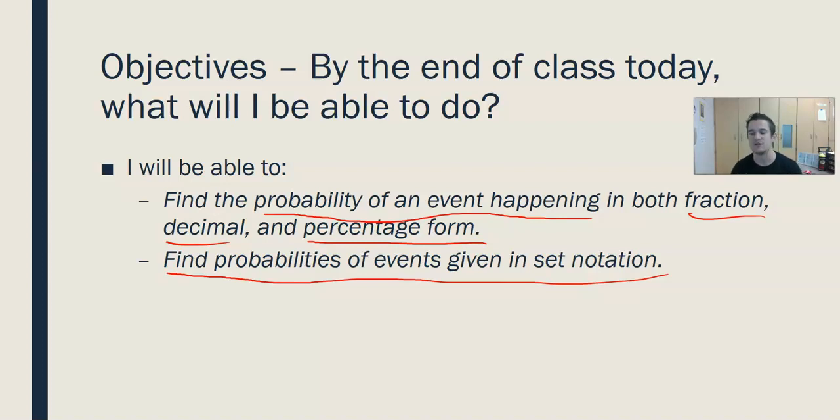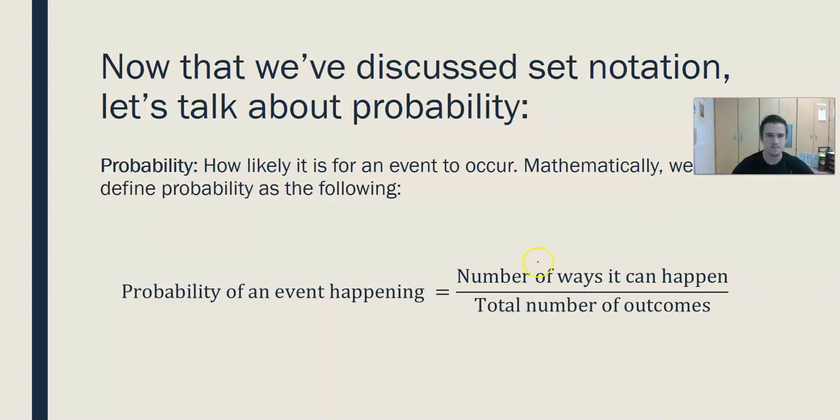So in the last video, we talked about intersections, unions, complements, things like that. We're going to be able to find the probabilities of events, of situations given in set notation, and we'll talk about that here. So again, now that we've discussed set notation, let's talk a little bit more about probability, what it means. We kind of defined it briefly at the beginning of the last lesson.